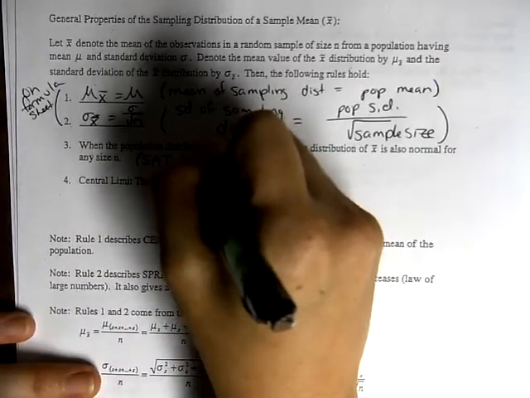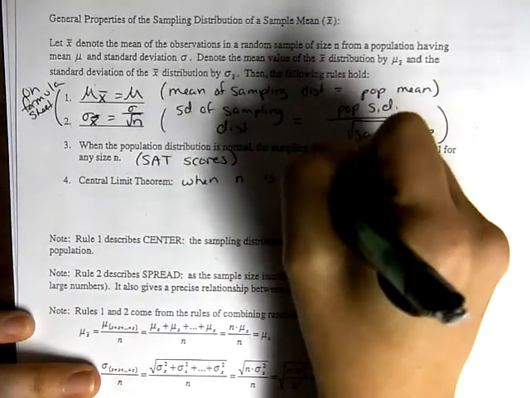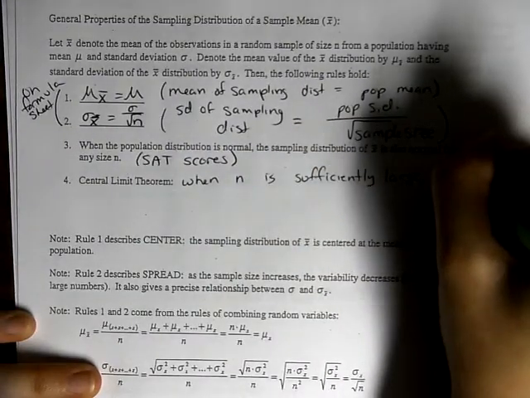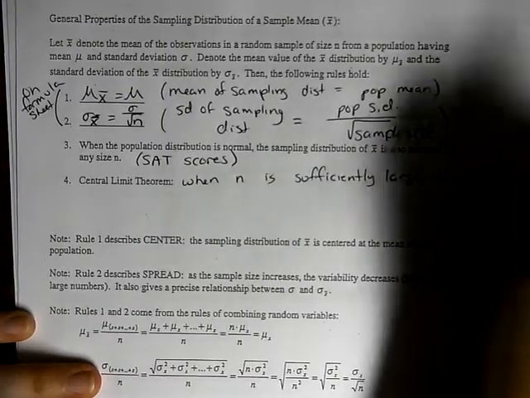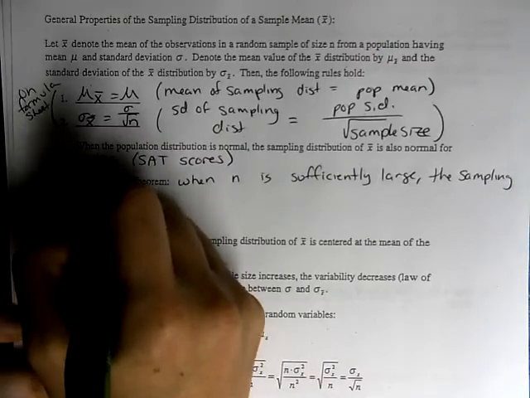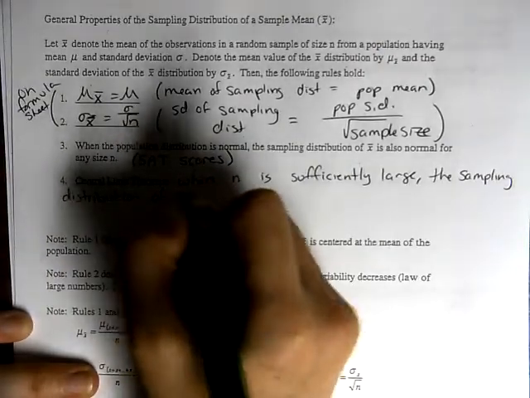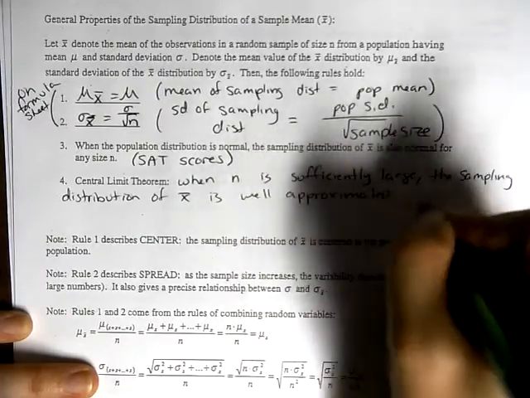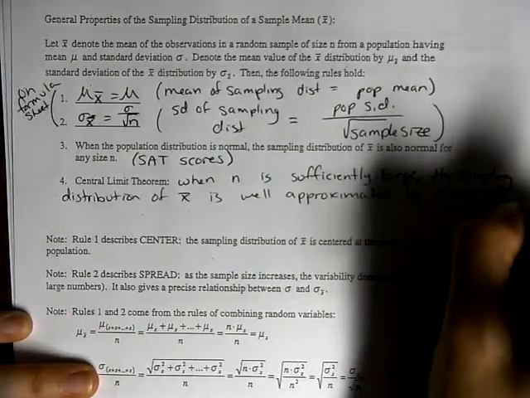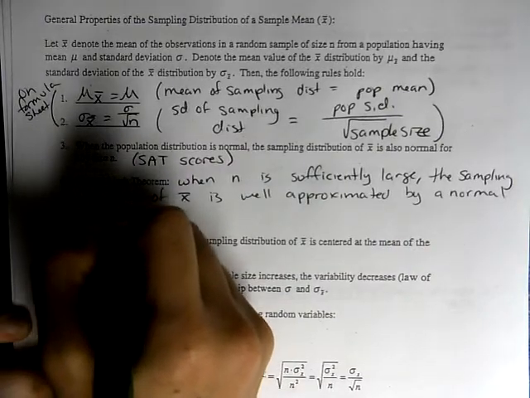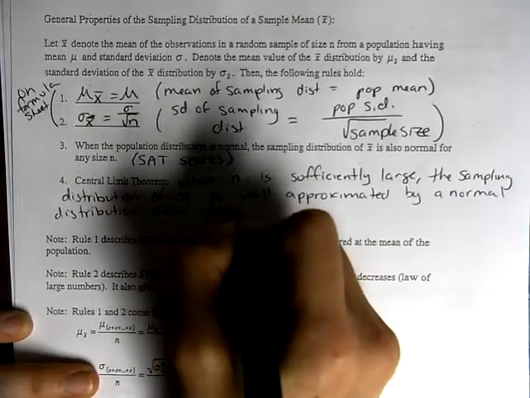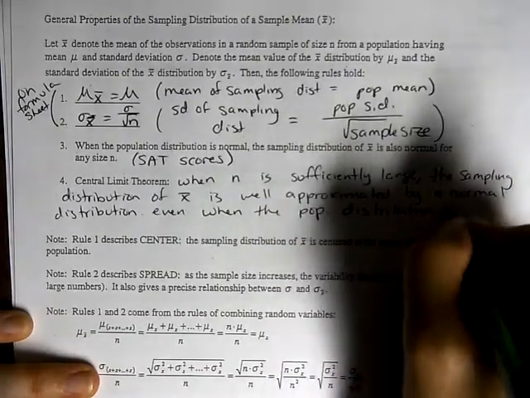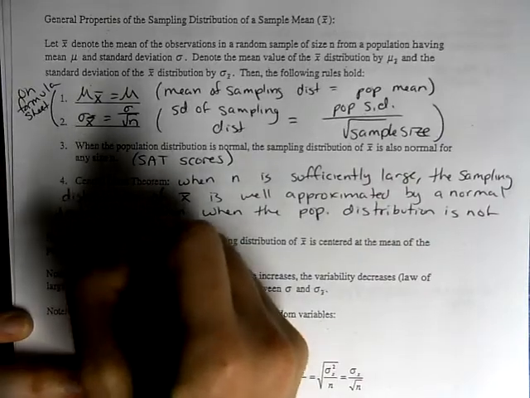So the central limit theorem says, when n is sufficiently large, we'll talk about that later, the sampling distribution of x bar is well approximated by a normal distribution even when the population distribution is not normal itself.